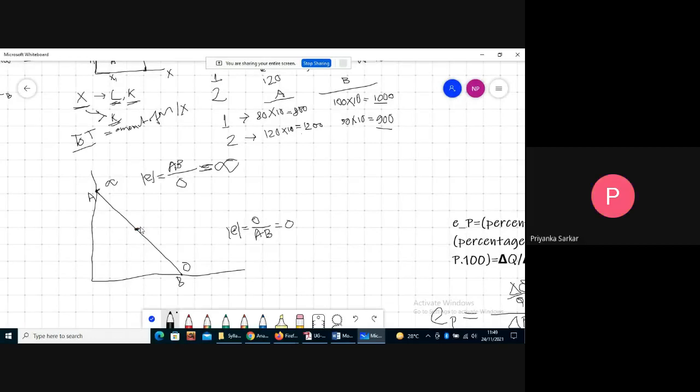Now take the midpoint C here. What is the value of elasticity at point C? So this will be equal to BC divided by AC. As I said, C is the midpoint of AB, so this will be equal to 1. So the absolute value of elasticity will be equal to 1. The value of elasticity is actually -1, but I am not taking the minus sign. So the absolute value of elasticity is equal to 1 at the midpoint of the demand curve. Now take any point here, point D. What is the value of elasticity?